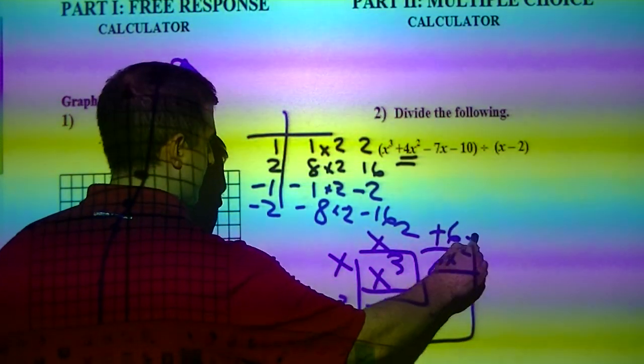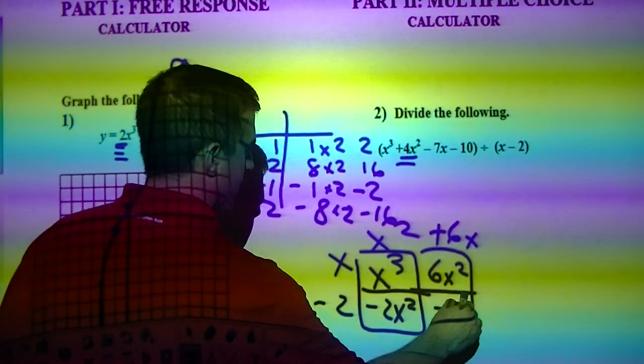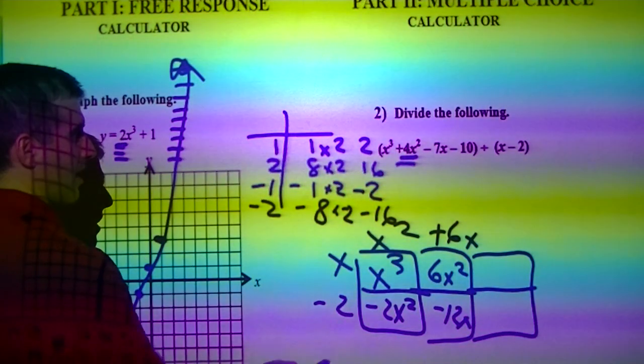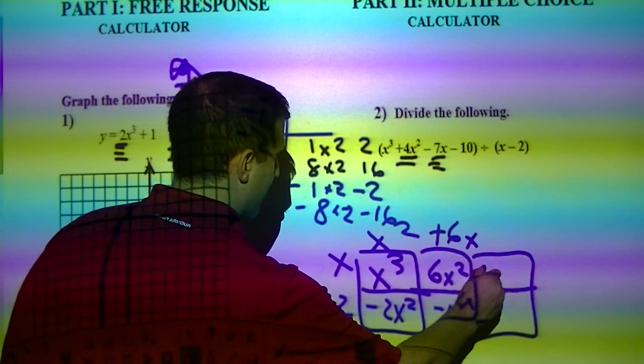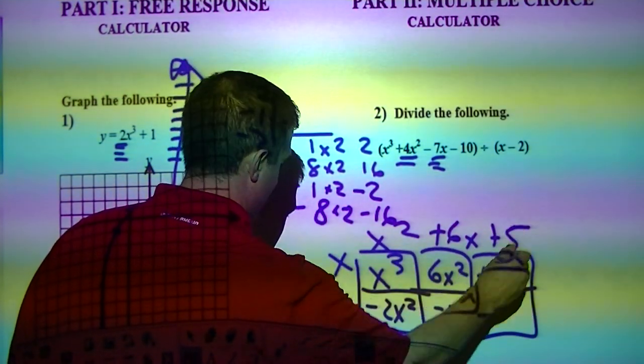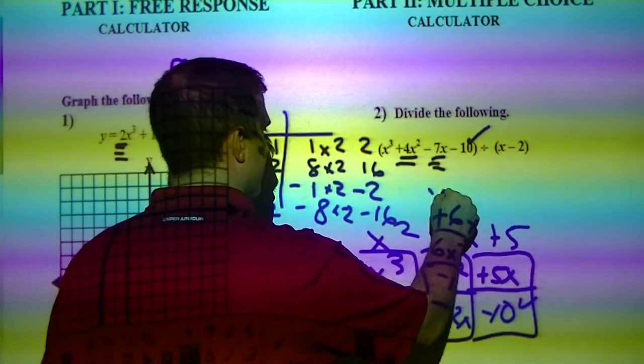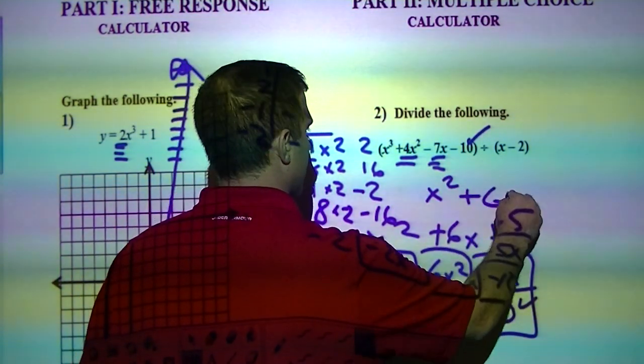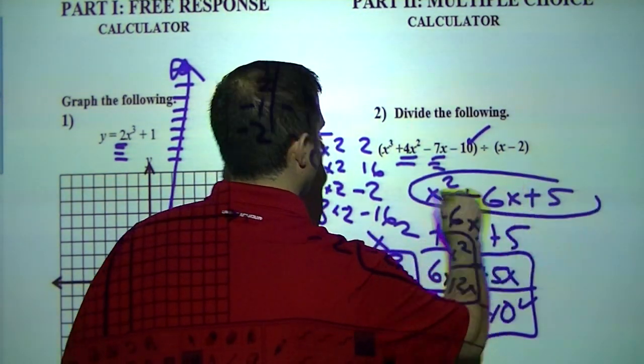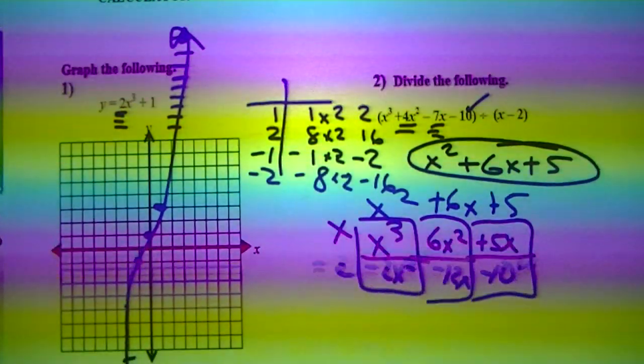me 6x, which makes that -12x. Now, I want to get to -7, so I'm going to have to add 5x, which gives me 5, which gives me -10. That is the same as that. So my result is x squared plus 6x plus 5. That is my answer. That is division.